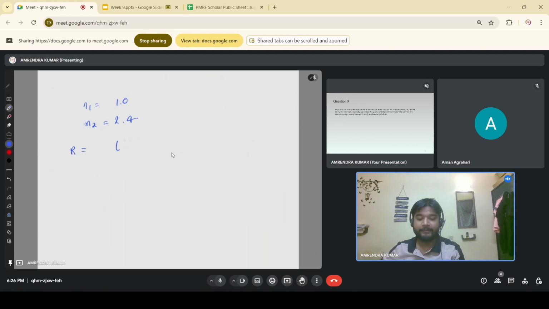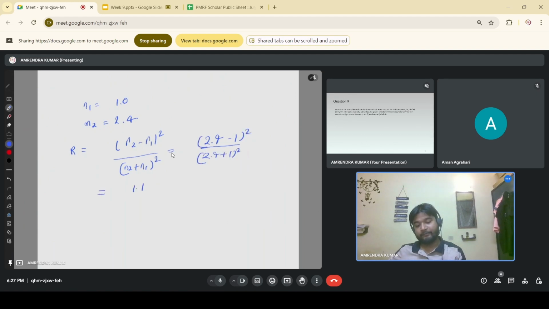The reflectance will be n2 minus n1 whole square over n2 plus n1 whole square. The denominator here is a plus. So we just put the values. Sorry, this was 2.4 minus 1, over 2.4 plus 1, squared. This is 1.4 squared, and this is 3.4 squared.